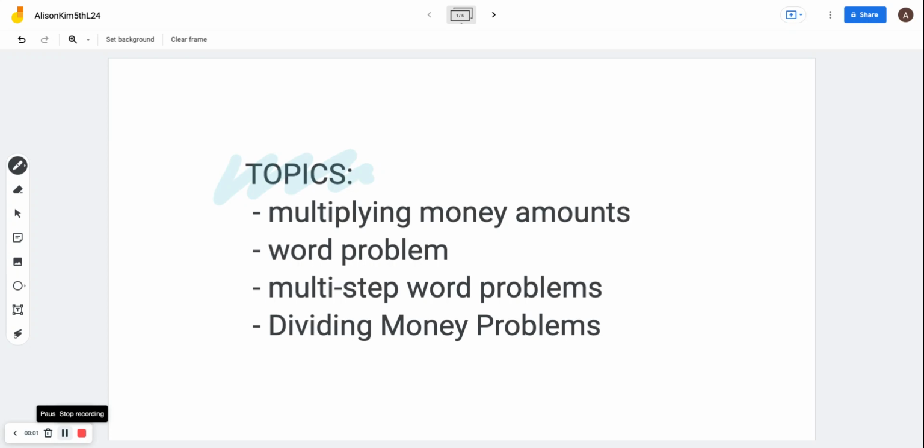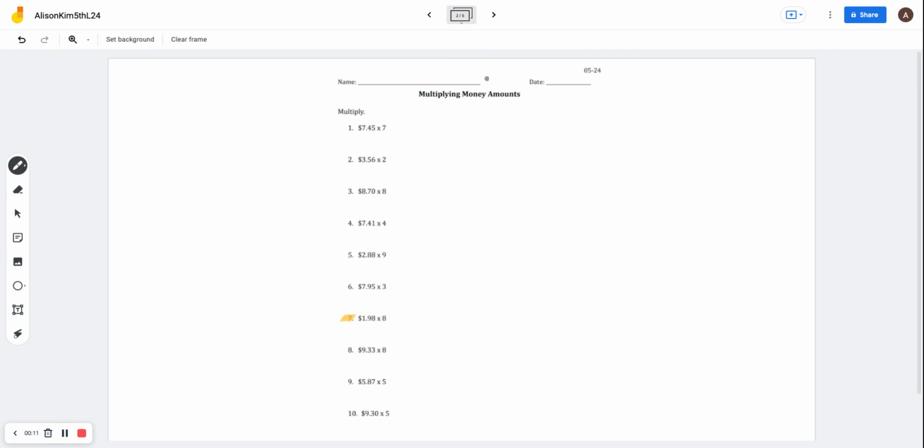Hi, fifth graders. Today's topics, we're going to be multiplying money amounts, we're going to do some word problems, and then some multi-step word problems, and then we're going to be dividing money. So let's start off with multiplying money amounts.